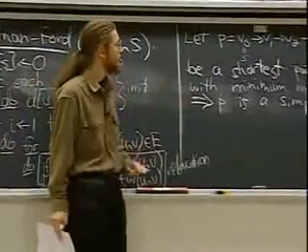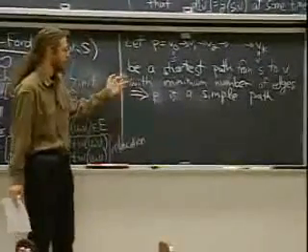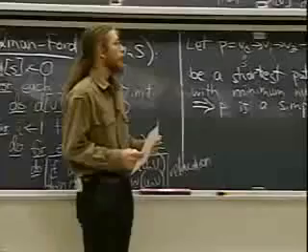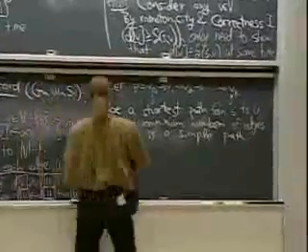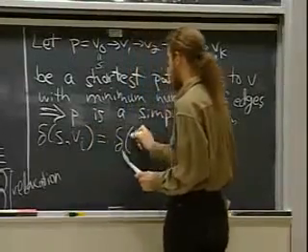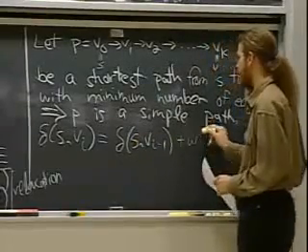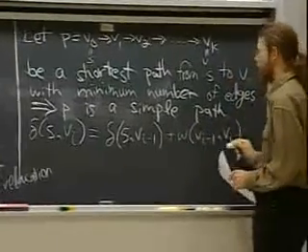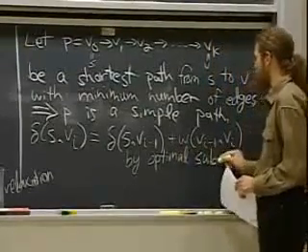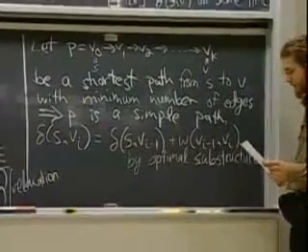What I want is that p is simple. And I can guarantee that essentially by shortcutting. If ever I take a zero weight cycle, I throw it away. And this is one mathematical way of doing that. Okay. Now, what else do we know about this shortest path? Well, we know that subpaths of shortest paths are shortest paths. That's optimal substructure. So the shortest path from s to vi is, inductively, the weight of the shortest path from s to vi minus 1 plus the weight of the last edge, vi minus 1 to vi. This is by optimal substructure, which we proved last time.